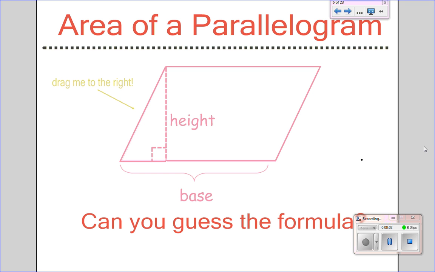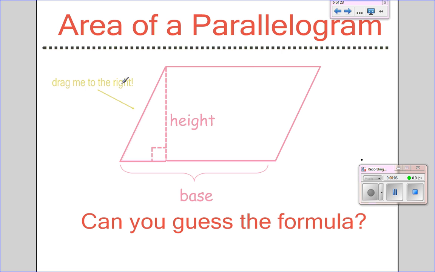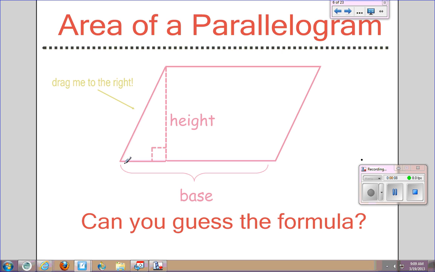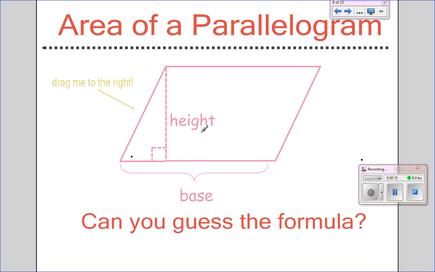Today we'll be looking at the area of parallelograms and triangles. So in the picture here you can see a parallelogram, which of course has a base and a height. And let's explore what happens if we take this piece of the parallelogram and drag it over here. What shape have I made? Well, it looks like a rectangle, and we knew that the formula for a rectangle was base times height.